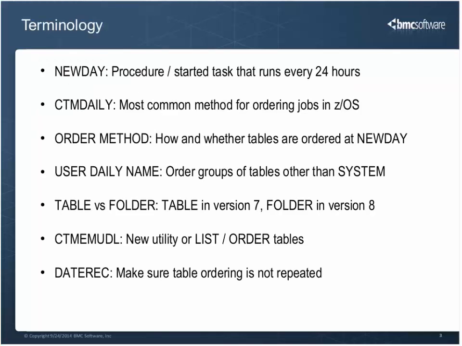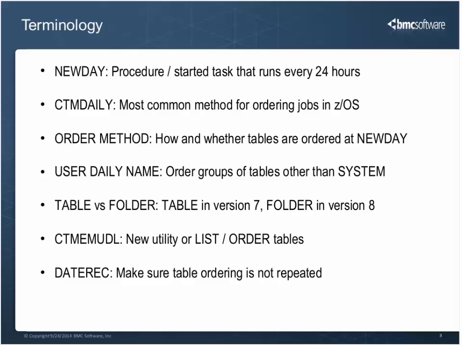Okay, so first thing I'm going to do is just cover some terms that I'll be speaking about during the webinar. The first is Newday. Newday is a process that runs every 24 hours in both the distributed and the zOS environments. When I'm referring to Newday in this presentation, I'm actually referring to the Newday that runs on zOS. Amongst other regular cleanup tasks, Newday can be used for ordering tables. Next term is CTMDAILY. This is a batch utility that's the most common way of ordering tables on a regular basis. This is also sometimes known as User Daily, and is probably a current method for ordering jobs.